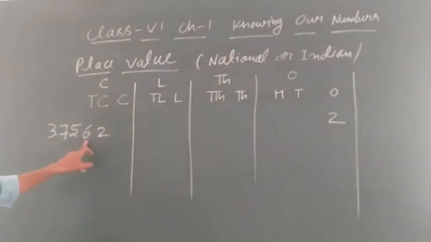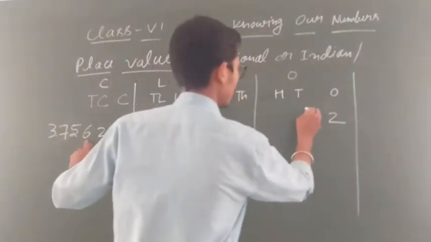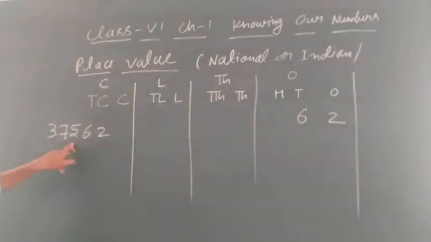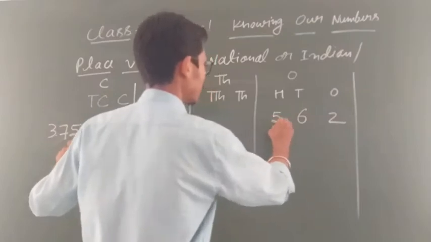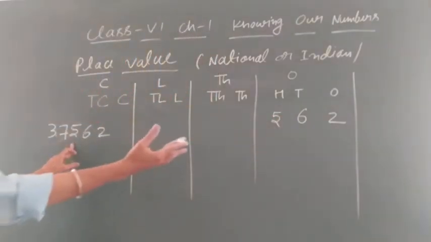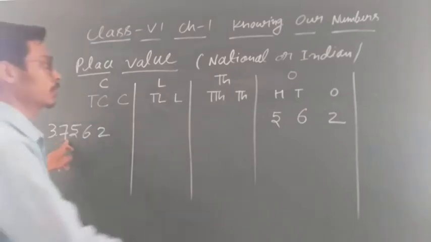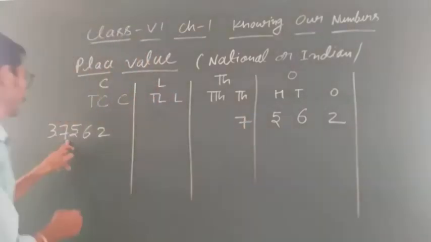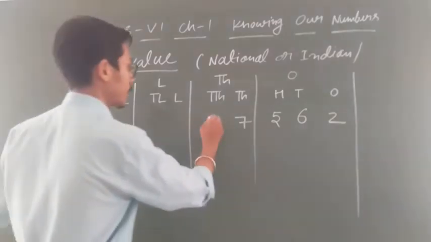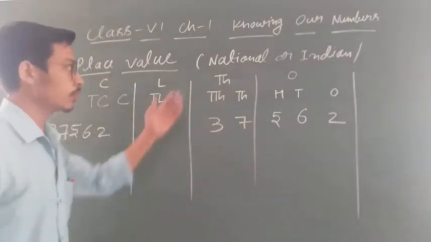6 is on the tens place, so you will write down 6 here. 5 is on the hundreds place, so you will write down 100. Clear? Very easy. When you have to put the value, 7 is on the thousands place, so you will write down 1000. Then 3 is on the ten-thousands place, you will write down 10,000. Clear? This is very easy.